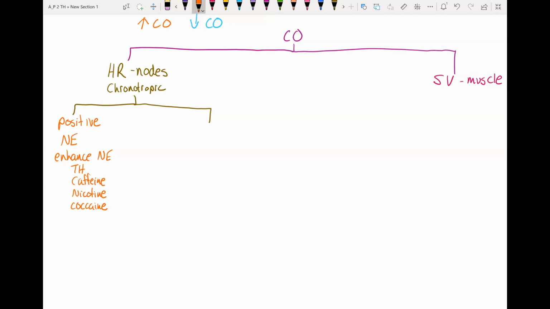Then we have the negative chronotropic. Negative is things that are going to slow the heart rate. This would be acetylcholine from your parasympathetic and the vagus nerve. This would also be things that block norepinephrine. So remember, it's like taking away the gas pedal. That would be your beta blockers and your calcium channel blockers. Electrolyte imbalance can also slow your heart.